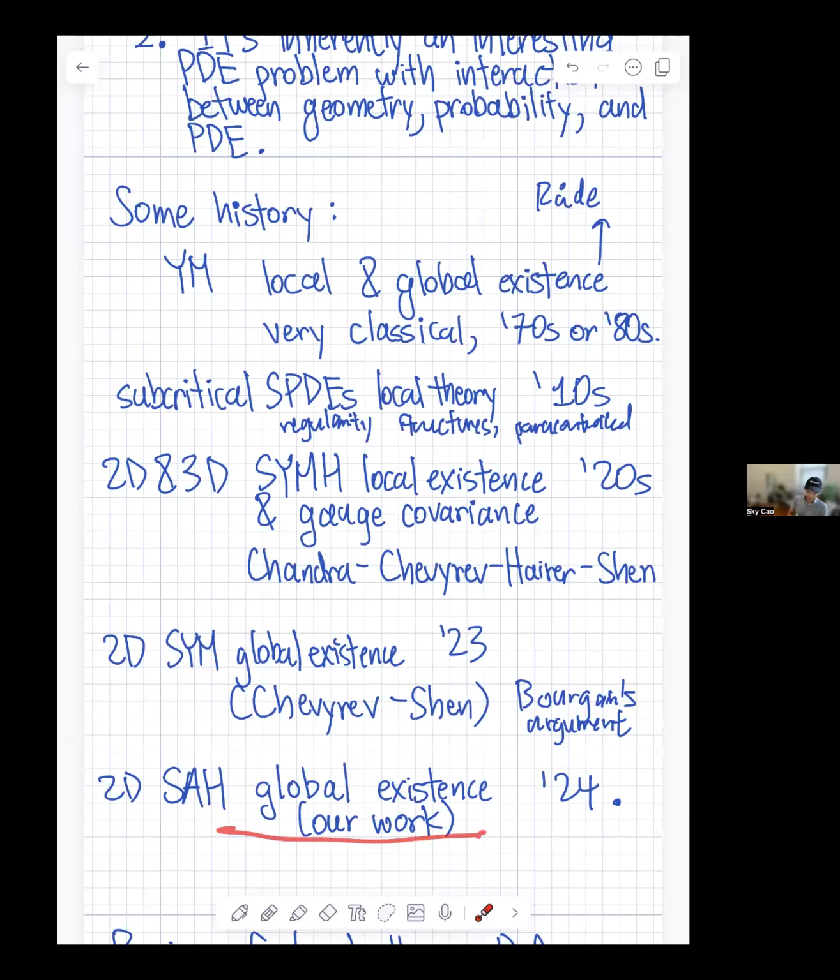In our work, we try to use mainly PDE arguments and as little knowledge about the invariant measure as possible. And so we don't use Bourgain's argument, and that's why we're able to handle the Higgs field. But at the moment, we don't know how to handle the general non-Abelian Yang-Mills case, because there are some simplifications when you look at an Abelian setting. So yeah, that's all I'll say about that. And maybe I should stop and ask if there are any questions before I go into the details.